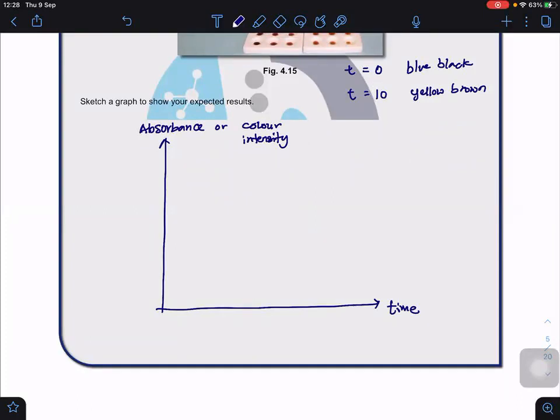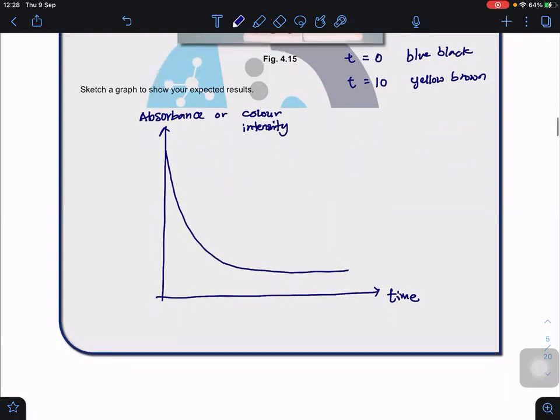So therefore, you can see that the graph will show a decrease and then a plateau. It won't go to 0. Because if it goes to 0, it means that everything is transmitted, no absorption at all, pure water. Even pure water has some absorption. Are you clear? So this is how the graph looks like. This is t equal to 0. Clear so far? Any question? Yes or no?